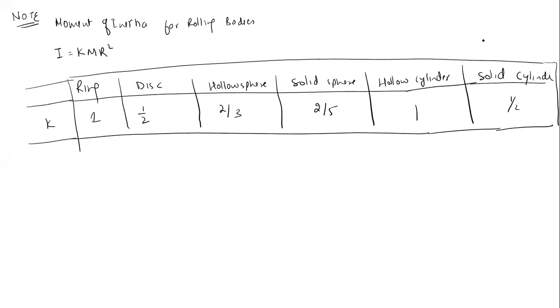See, the rod cannot roll, so we are not talking about the rod. We only talk about objects which can roll. Like ring can roll, the disc can roll, hollow sphere can roll, solid cylinder can roll, hollow cylinder can roll. We cannot roll, say, a rectangular plate, so we won't discuss it in rolling motion.